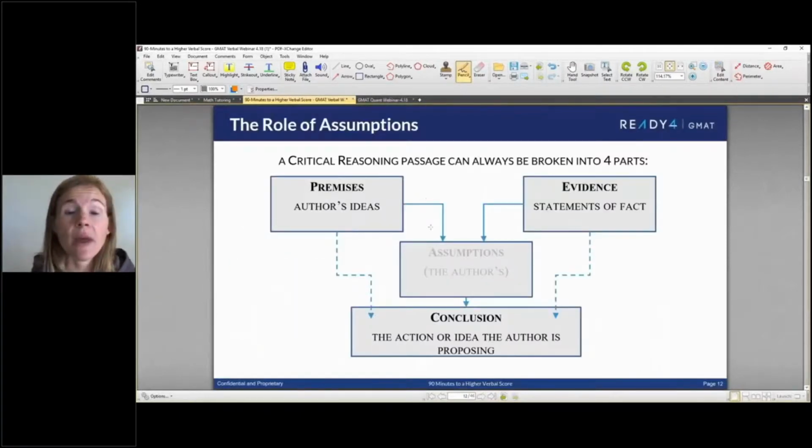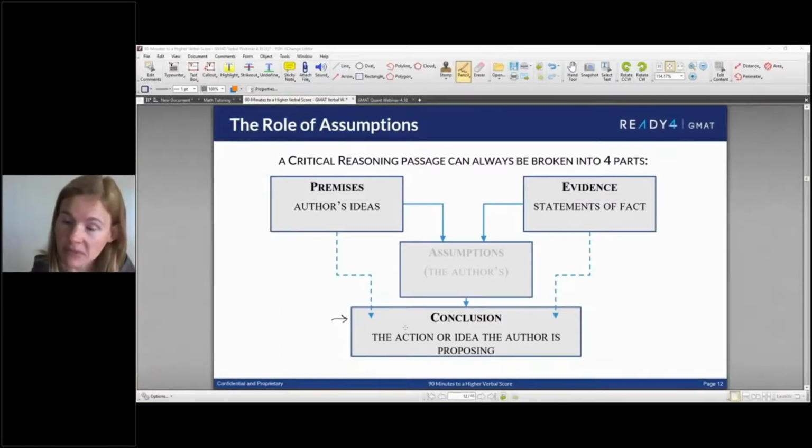Okay, so then that brings us to this flow chart here. A critical reasoning passage can always be broken into 4 parts. There are premises, there is evidence, assumptions, and a conclusion. What I tell students to do is locate the conclusion first. Although they aren't in every single critical reasoning passage, they're in the vast majority of passages. So finding the conclusion first is really your best idea.